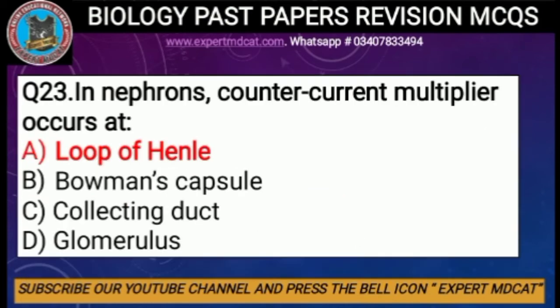Question number 23 is, in nephrons, counter current multiplier occurs at. See, this is again repeated many times, and it seems that it is also an important one. So counter current multiplier is again a keyword, and it occurs at the loop of Henle. It has thick and thin limbs. It is the same as question number 1.